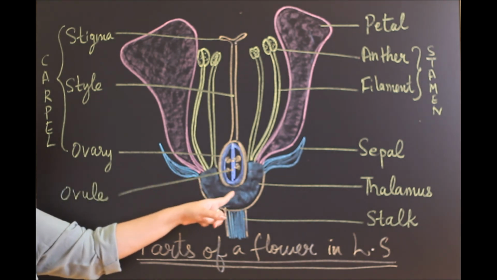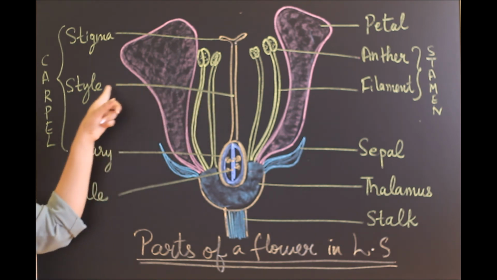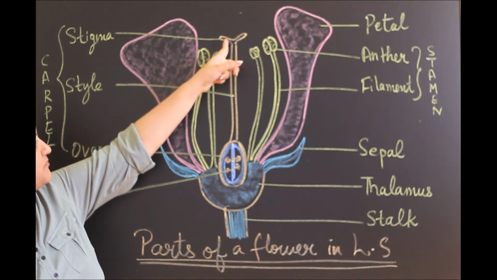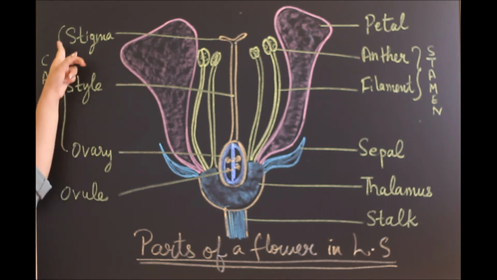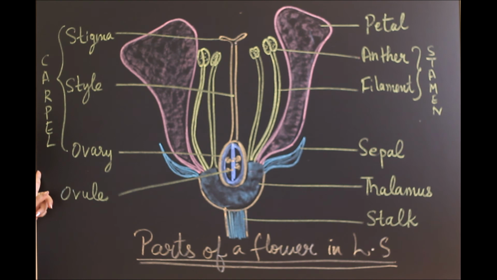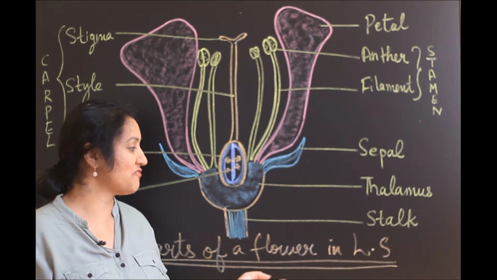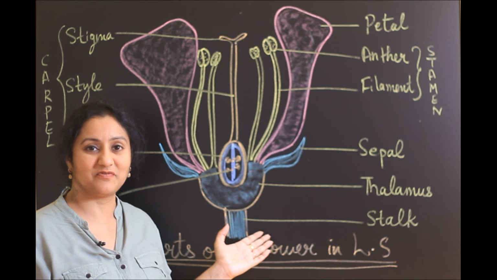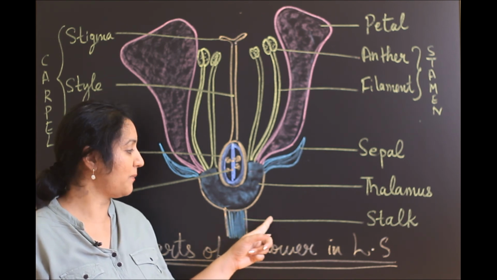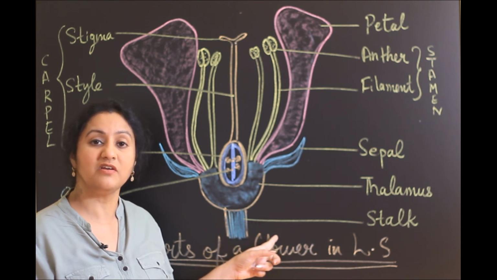This oval shaped region is called the ovary. Long tube is called a style, and the tip which is sticky is called a stigma. So stigma, style and ovary together is called carpel. Carpel is also called pistil. So this is how you draw the longitudinal section of a flower. This can be used for grade 10 as well as for grade 12. This is a topic in grade 12, second chapter, sexual reproduction in flowering plants.